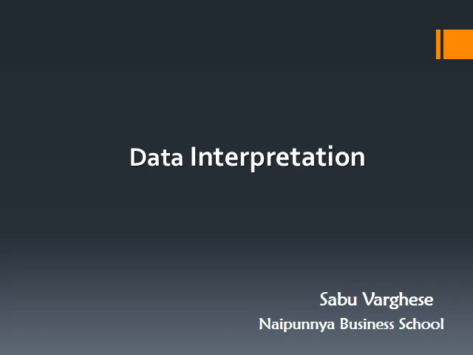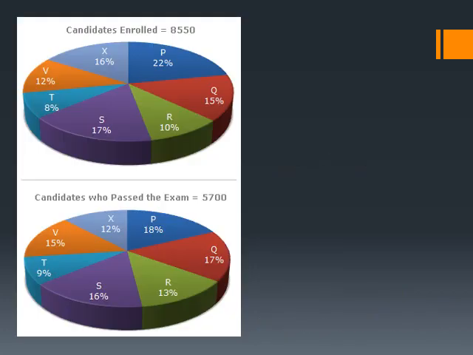And there will be a few questions, and you have to give the answer by looking at the data, looking at the chart, or looking at the table. So we will have a few questions based on the same chart, and we will start with the first one. Here the data is given in pie chart. The first pie chart indicates candidates enrolled, and the second pie chart at the bottom represents the number of candidates or the percentage of candidates who passed the exam. The total number is 5,700.